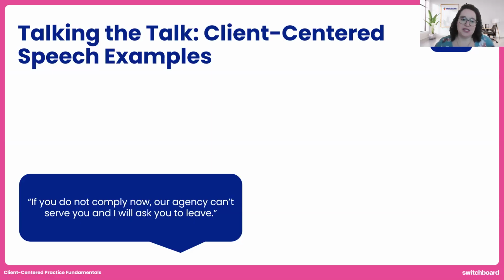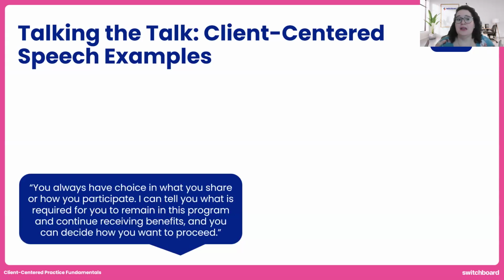So it can be really tempting to say to a client, if you don't comply now, our agency can't serve you, and I will ask you to leave. That might be the case, but what's a way we could communicate that that's more client-centered? Instead, we want to say, you always have choice in what you share or how you participate. I can tell you what is required for you to remain in this program and continue receiving benefits, and you can decide how you want to proceed. So it's the same information, but it shows choice and respect and autonomy.